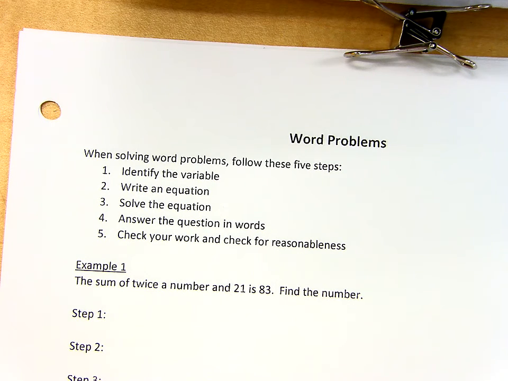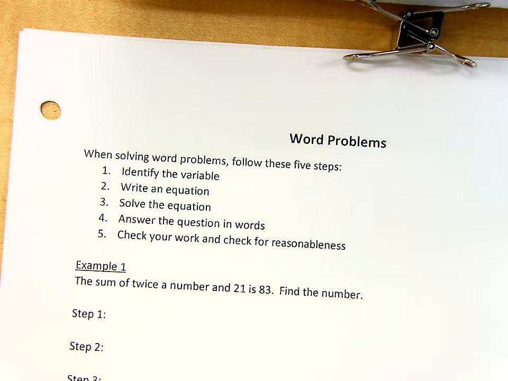All right, so if we take a look at the steps at the top, when solving word problems, we're going to follow these 5 steps. 1, identify the variable. The variable is really just what you're trying to find. So we're going to pick a letter, we're going to say what it stands for, and then we're going to solve for that variable. 2, we're going to write an equation. We usually just take the words and we change them into math. 3, solve the equation. So once you have solved the equation, you're going to get an answer. You're going to give me that answer in words in step 4. And then 5, check your work and check for reasonableness.